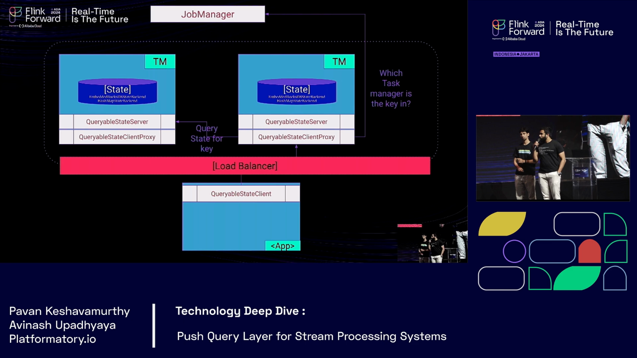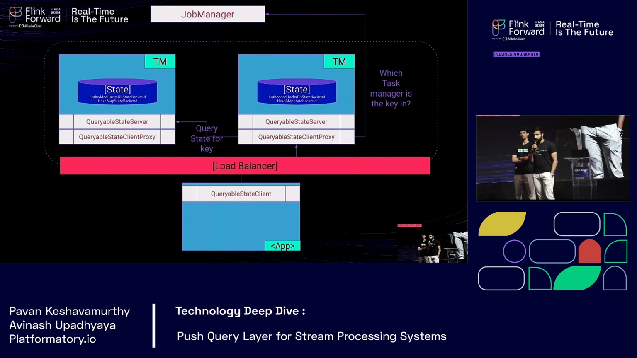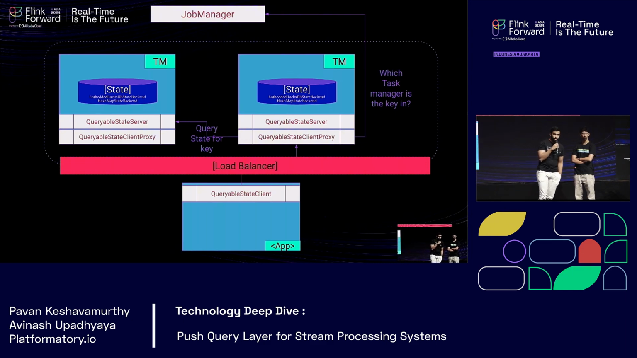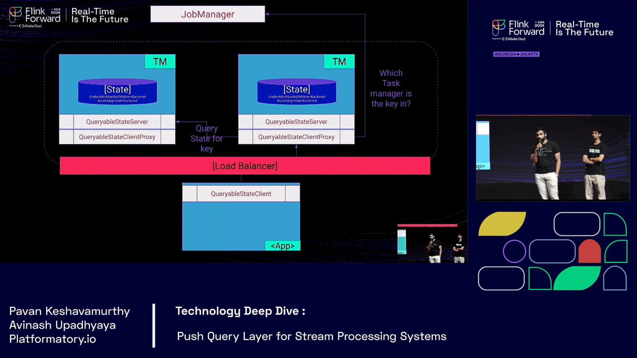So let's talk about how you actually query the state store in Flink. We saw earlier that with Kafka Streams you can go talk to the Kafka Streams application, understand where the state is, and go query it. That's somewhat similar to what we're doing here with Flink. There are three major parts here.